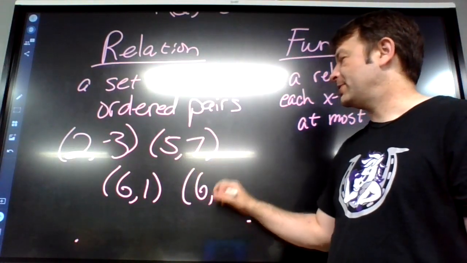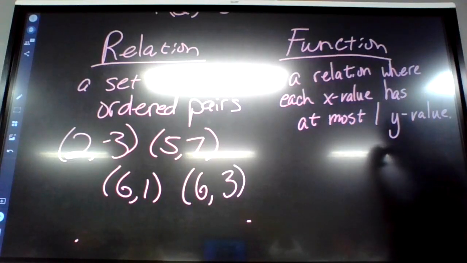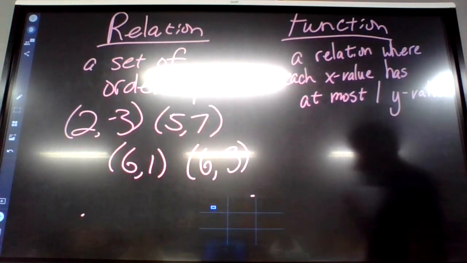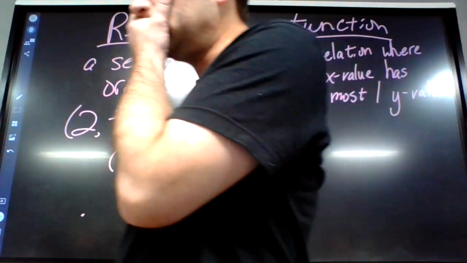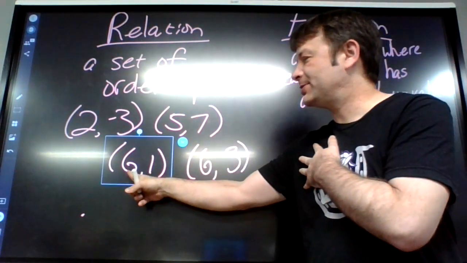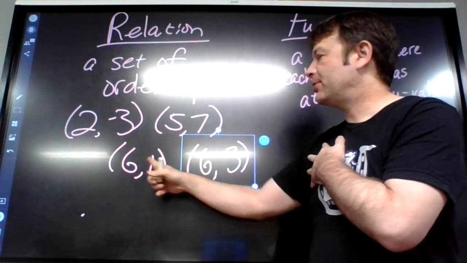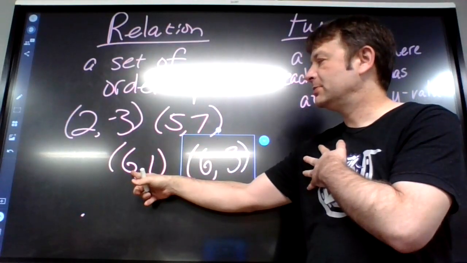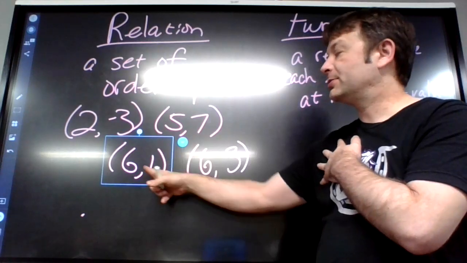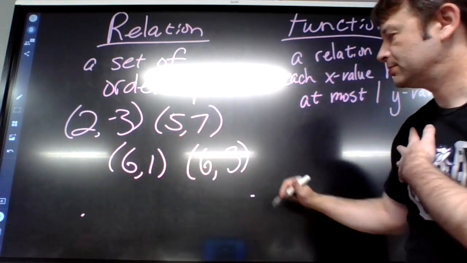This is still a relation, it's just not a function. Okay. Clear as mud? Okay. Each x value, so these are x values, these are y values. X, y, x, y, x, y. So the first number, the x value, can only go to one y value. So if 6 is going to 1 and 6 goes with 3, that's not a function.